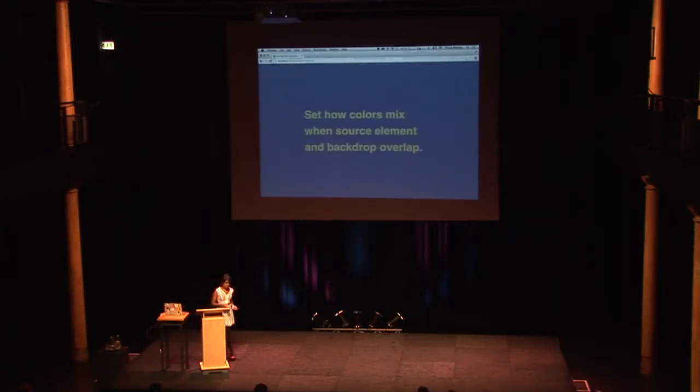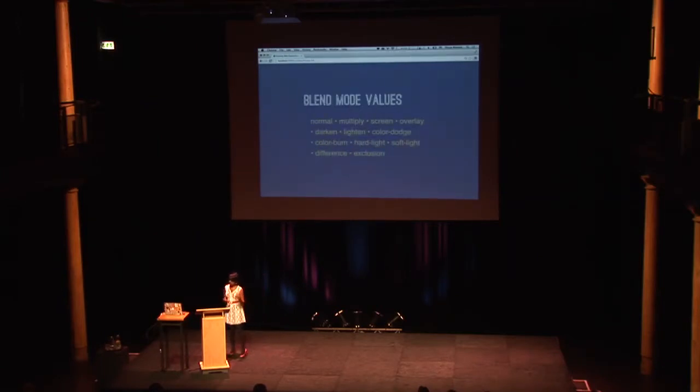And what blend modes actually do is basically it sets how colors mix when the source element and the backdrop overlap. Now I'll explain what each of those mean in a bit. But there are lots of blend mode values, and if you've used Photoshop blend modes, it would be very familiar to you. They are all very similar to the ones available in Photoshop. So you'll have normal, which means basically there is no blending happening. And then you have multiply, you have screen, overlay, darken, lighten, and all of this.